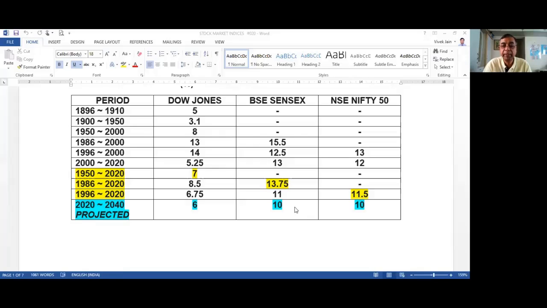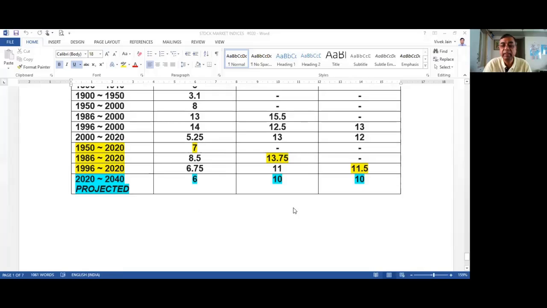And again, it will depend upon the selection of every individual, where if one can beat this particular benchmark of Sensex and Nifty 50, it will be that much more advantageous to an investor.